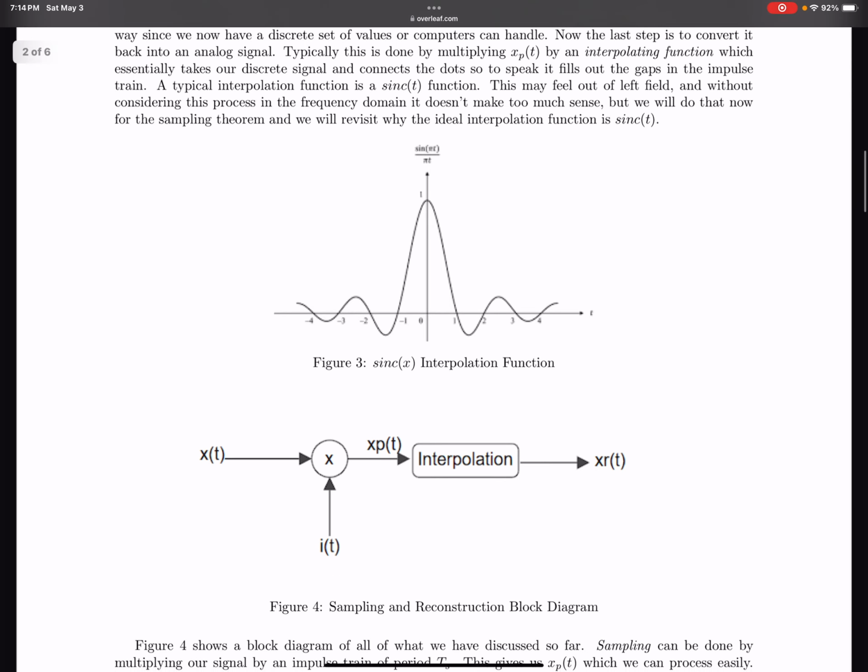This is a block diagram showing what we just did. We have our continuous signal x(t), and we generate x_p(t) by multiplying it by the impulse train. Then we do this thing called interpolation, which is essentially connecting the dots. And then we get x_r(t), which is what we're calling our reconstructed signal. We're going to come back to this interpolation idea after we do the sampling theorem and look at this block diagram in the frequency domain.